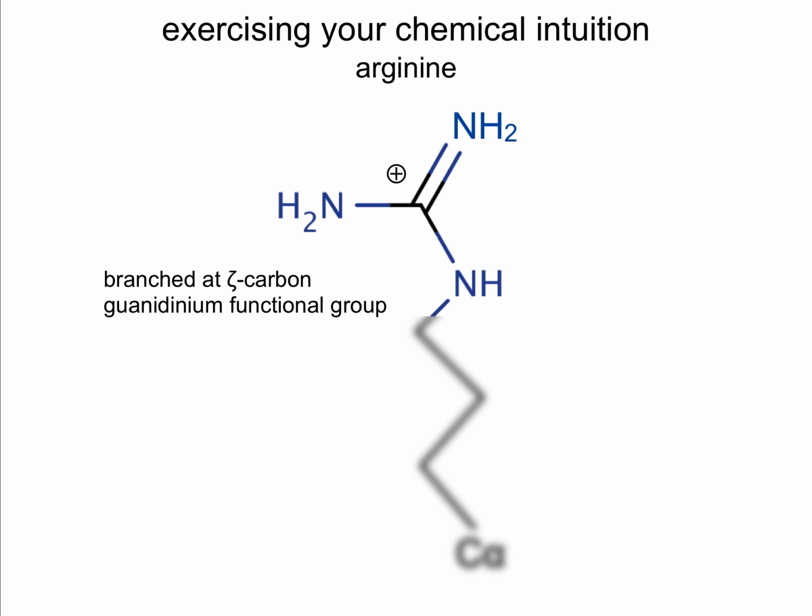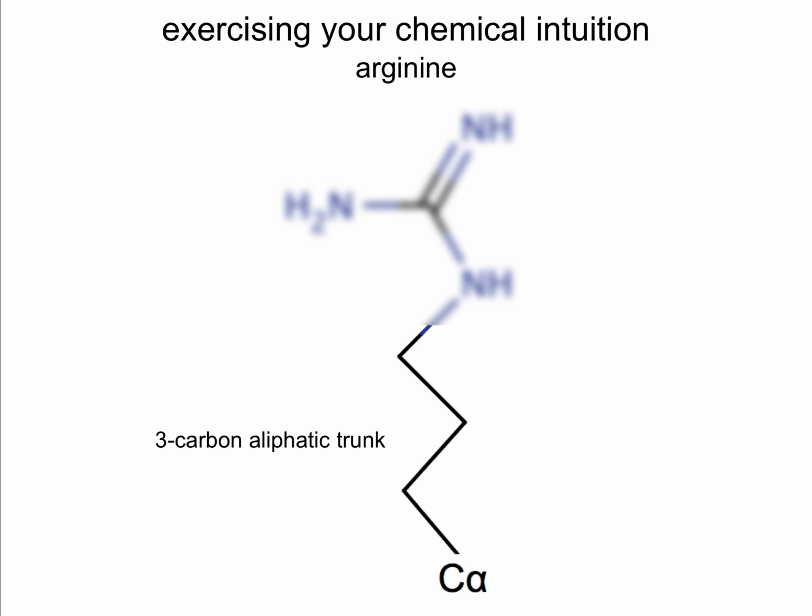That functional group is referred to as the guanidinium functional group. And what we see is that at that first nitrogen that we encounter along the backbone of the chain, after that, at the zeta carbon, we're branched, and we have those 2 other amino groups. Of course, there's a 3-carbon aliphatic trunk to arginine as well.